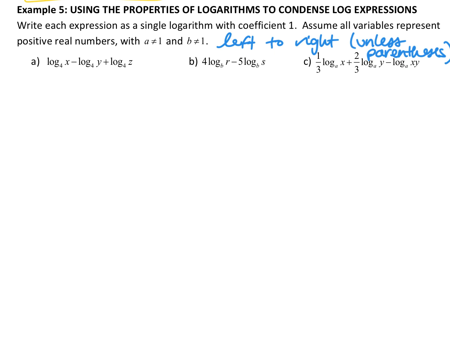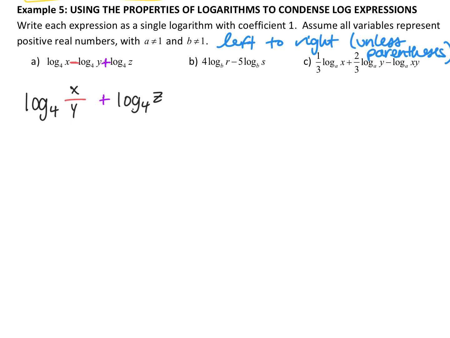So look at A. You have subtraction and addition. You do not have to do this all at once. You can do it in parts. So I would maybe first deal with the subtraction and just do that part. So log base 4. Subtraction will become division. So I have a division of x and y. And then I'll deal with the plus sign in a second. So plus log base 4 of z. When I have plus, that will become multiplication.